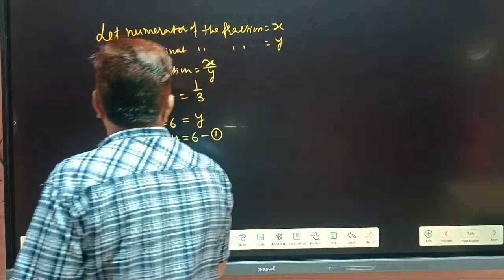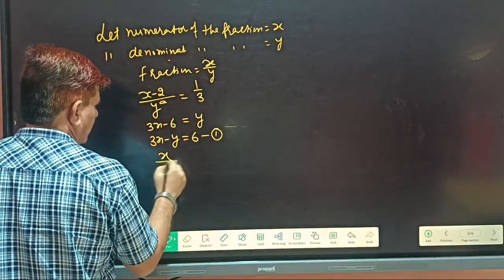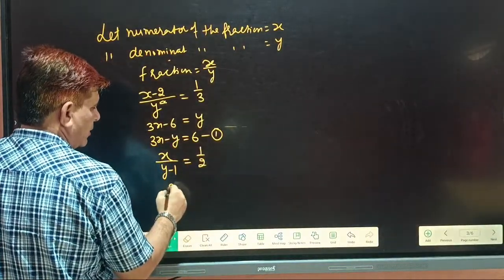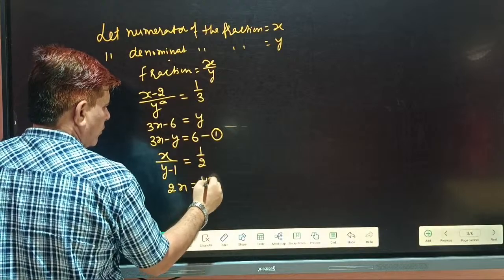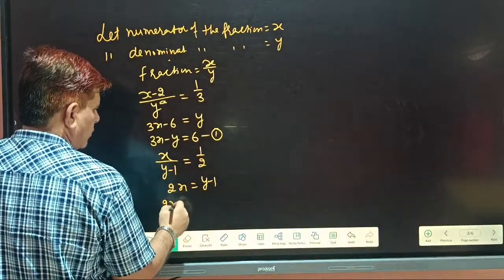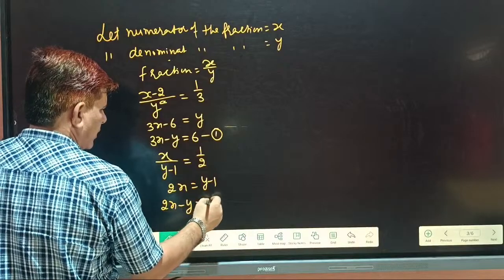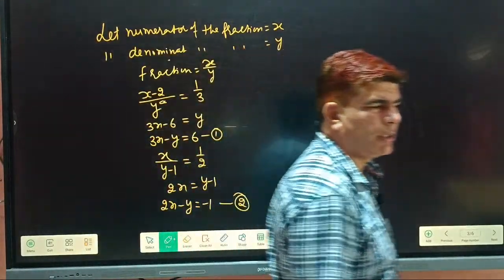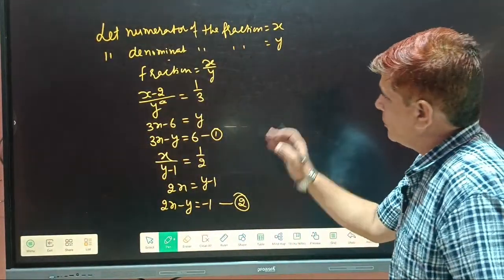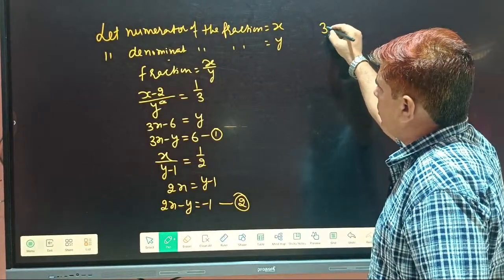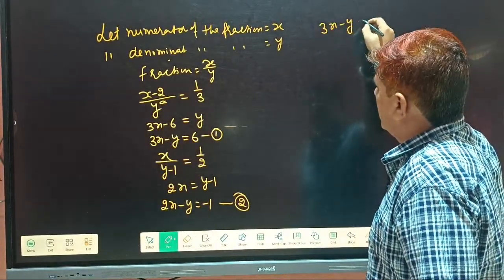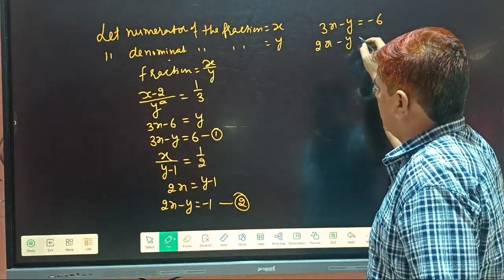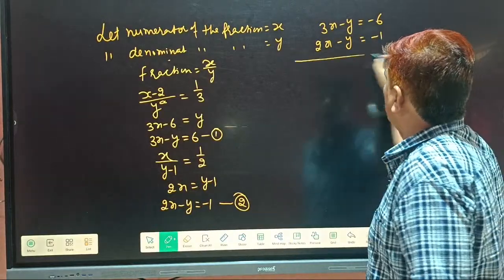So right here, the fraction is x by y. 1 is subtracted from the denominator, it becomes 1 by 2. So what does it become? 2x is equal to y minus 1. So 2x minus y equal to minus 1. This is your second equation. Got it? We have to find the value of x and y by applying any method which depends on you. 3x minus y is equal to 6, and 2x minus y is equal to minus 1. So what can we do?